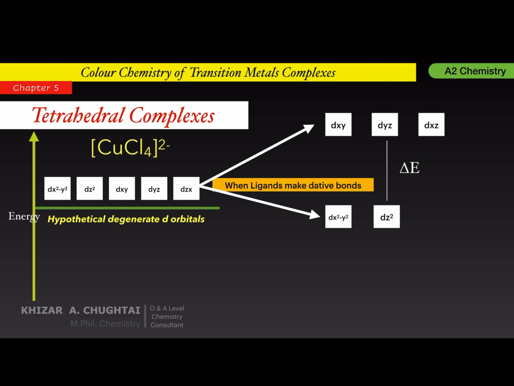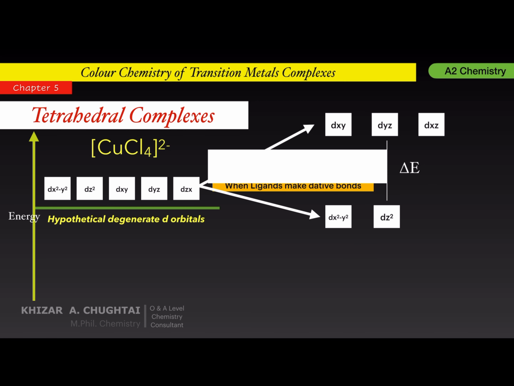Then when the white light is passed through the complex, some portion of the white light is absorbed, and that causes the transition of electron from low energy orbital to the high energy orbital. After that phenomenon, the rest of the color makes a new color of the complex that may be any other color.